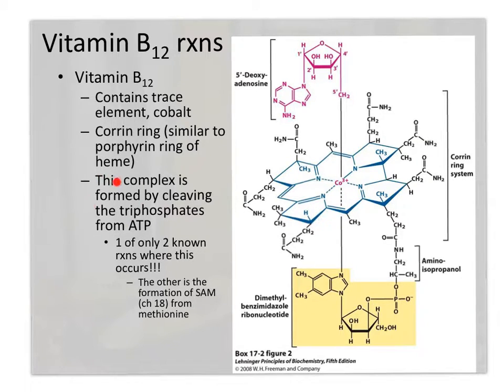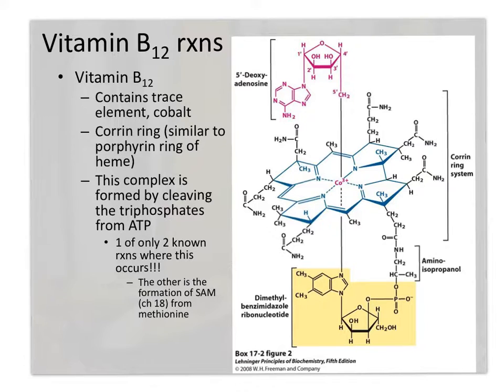And what happens is this complex is formed by cleaving off the triphosphates from ATP. Normally, we either cleave off a single phosphate or the diphosphate, but not the triphosphate, right? So normally we make either ADP or AMP, but not just A. And there's only 2 known reactions that actually occurs this way. And the other one is going to be the formation of SAM, which is S-adenosylmethionine. It's also called Adomet, by the way. And that's in chapter 18.